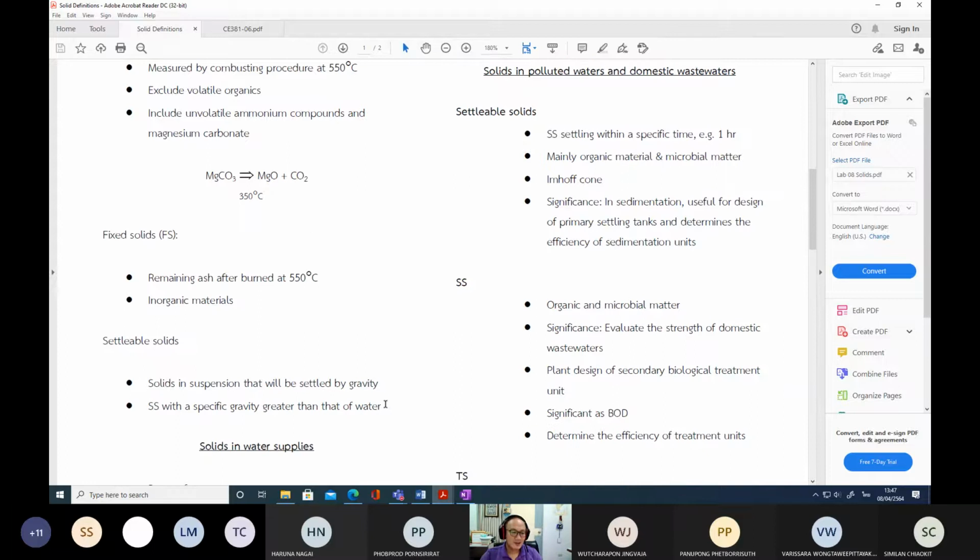The last one is the settleable solids. Settleable solids are just the solids which remain suspended in a water sample, but due to their size, which seems a little larger than the colloidal particles, when we leave the sample for half an hour or about 30 minutes, all these solids will settle to the bottom. So this is normally called the settleable solids.